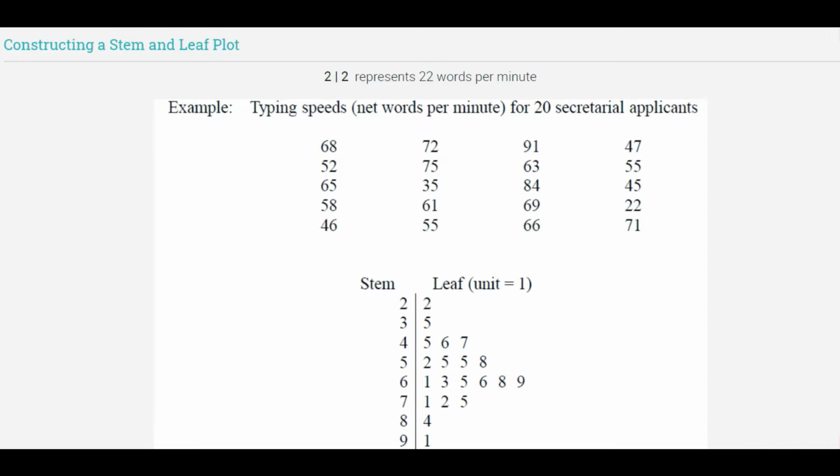So following the steps of the stem and leaf plot, we first enumerate the stem values in a vertical way, starting from the lowest stem to the highest stem. Observe that 22 is the lowest and 91 is the highest. And we have values ranging from 20s to 90s.